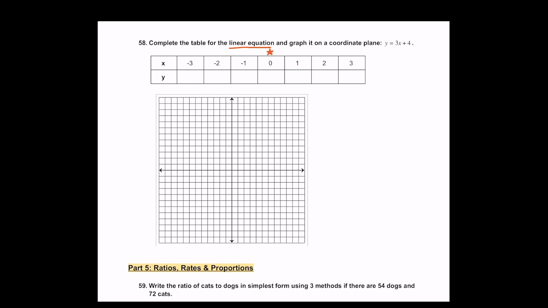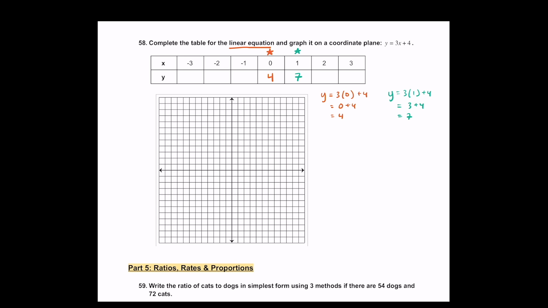If we say x is 0, that would be y is equal to 3 times 0 plus 4. 3 times 0 is 0 plus 4. That's going to equal 4. So when x is 0, y is equal to 4. What about when x is equal to 1? So we'll say y is equal to 3 times 1 plus 4. 3 times 1 is 3. 3 plus 4 is equal to 7. So when x is 1, y is 7.